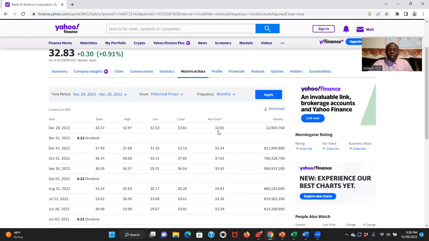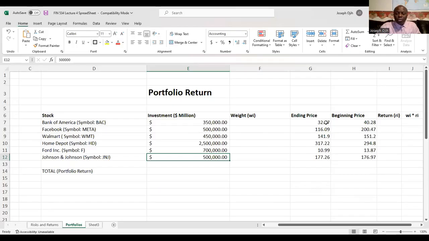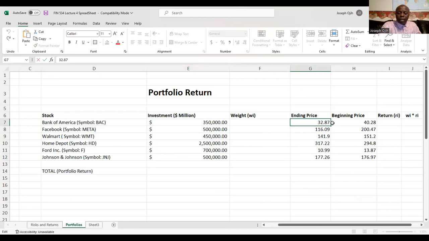That's 32.81 for Bank of America for December 28, 2022, which is the ending stock price. So I'm going to go and put 32.81 for Bank of America, 32.81 as the ending price.